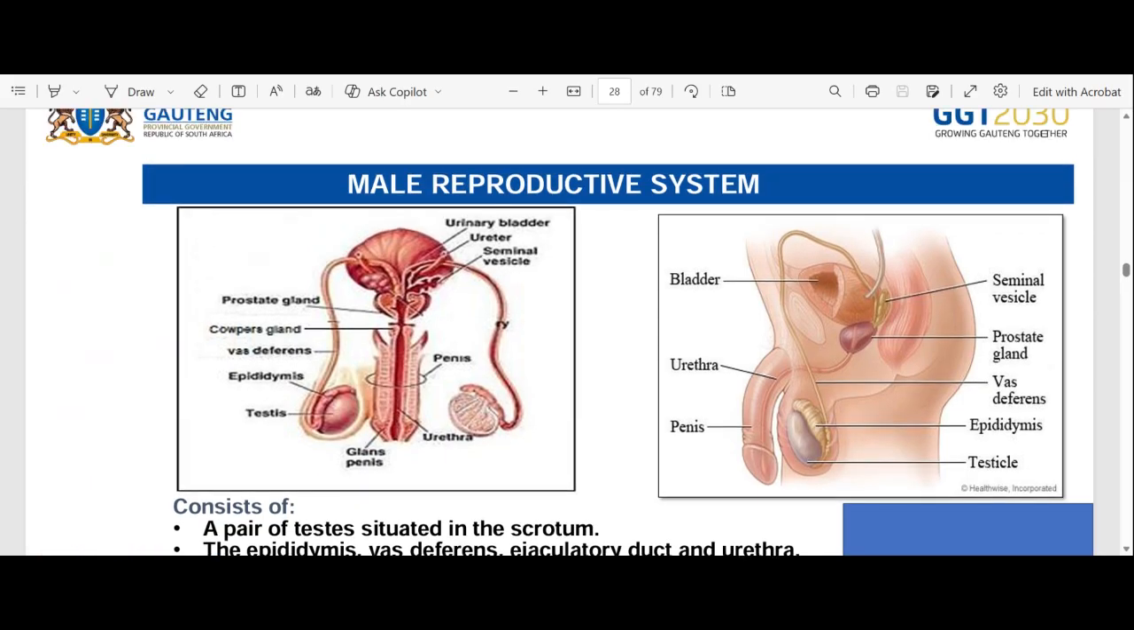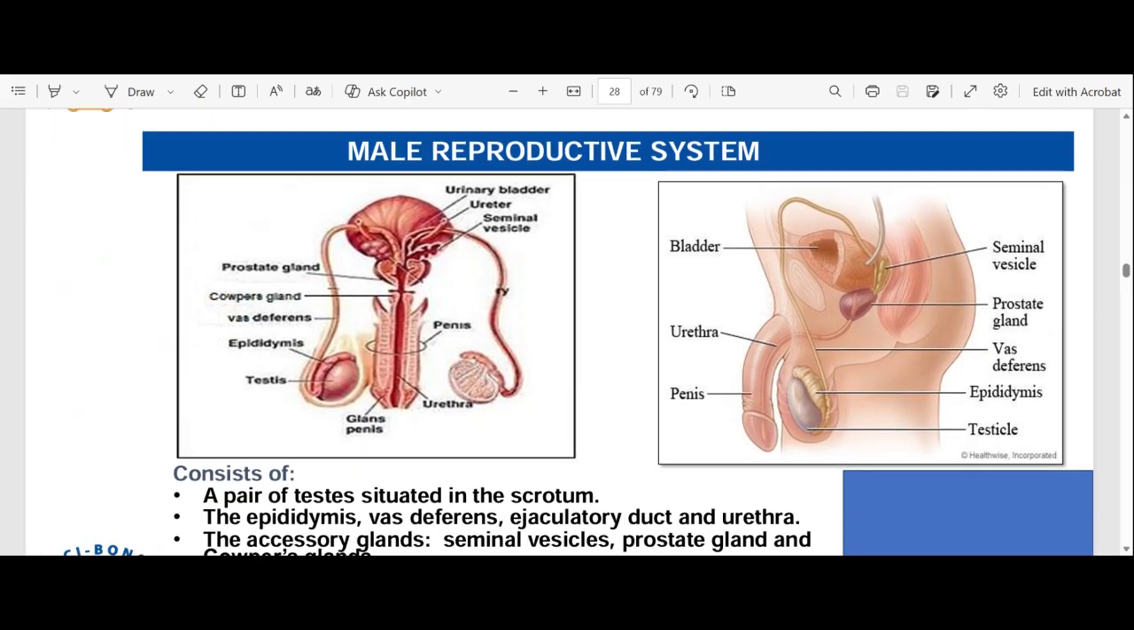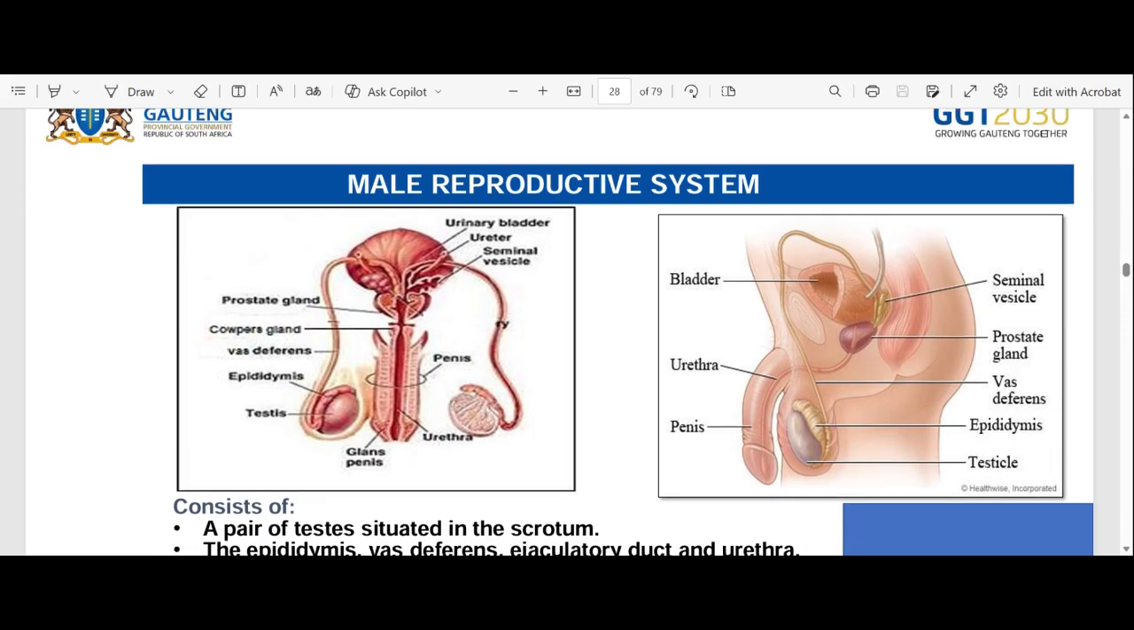Now let's look at the male reproductive system. The first part in the male reproductive system is the scrotum, or you can say the testes. Here they did not include the scrotum, but I'm going to include it for you guys. We have the front view of the male reproductive system, and we have the side view of the male reproductive system.